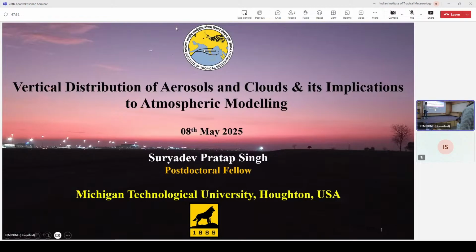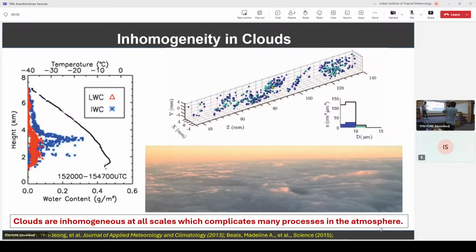Good afternoon, everyone. So now I will discuss how vertical distribution of aerosol in clouds affects a few atmospheric processes and what its implication is in atmospheric phenomena and modeling. To start with, as we all know, clouds are one of the most puzzling parts of the weather system and the climate system. And one of the other things that stem from this is the inhomogeneity in the clouds.